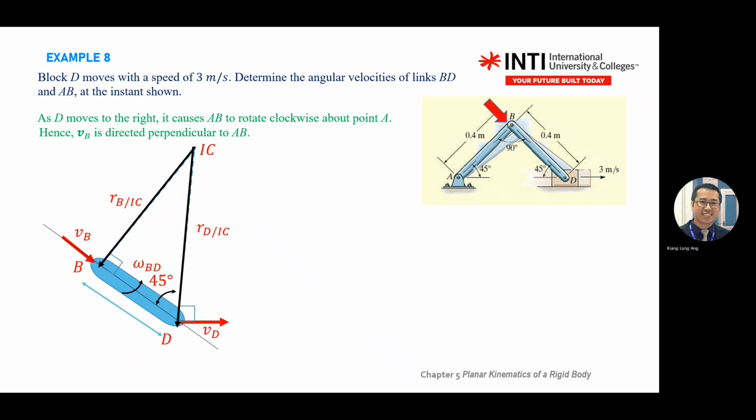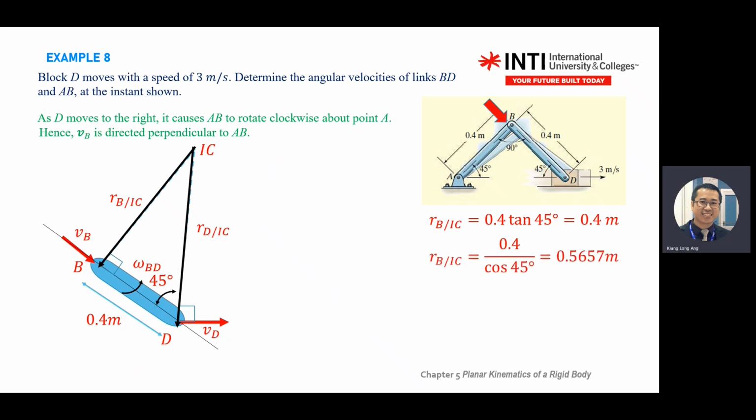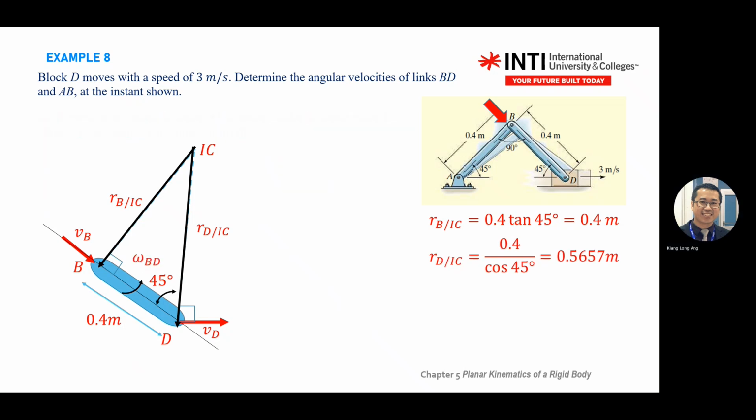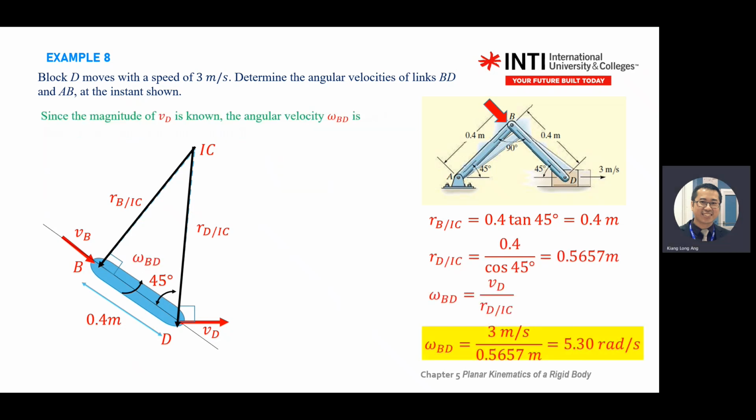Okay, so you find all these things, right? Your R you can find since 45 is a right-angle triangle. So RB you can find with tan 45. BC is also the same, with cos 45. So from there, you find your omega of BD. So you take point D. So omega is so and so. Okay. It's safer to use point D rather than B because B is linked to another body. So you use D, safer.